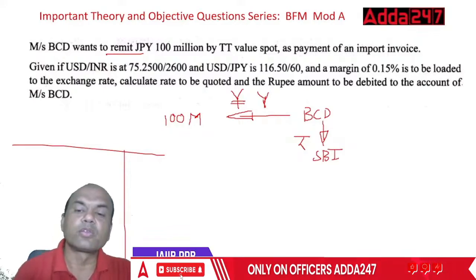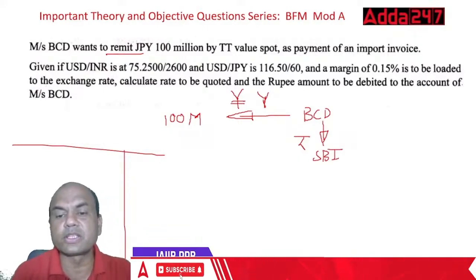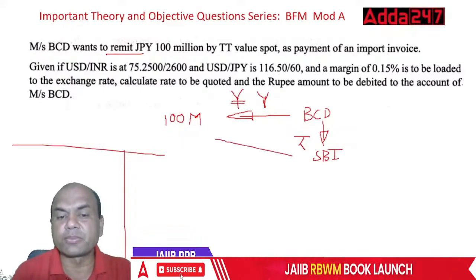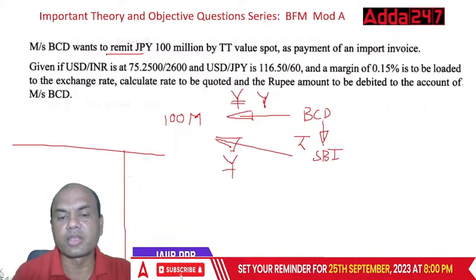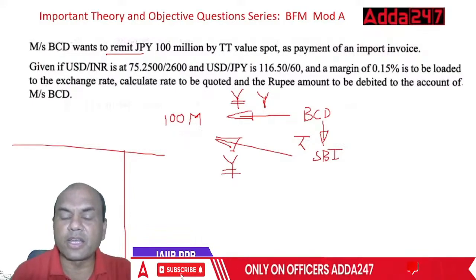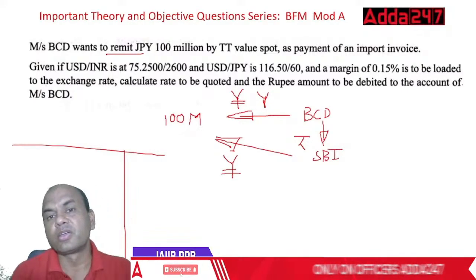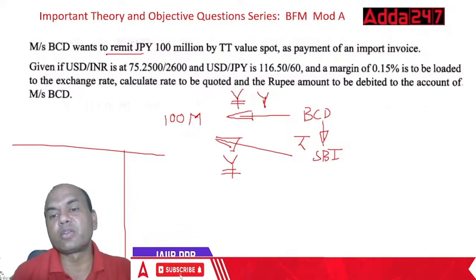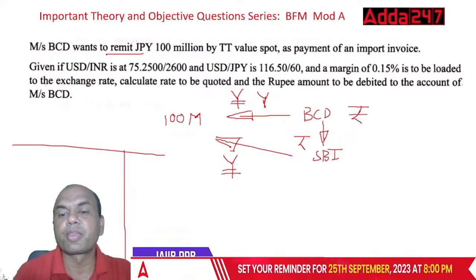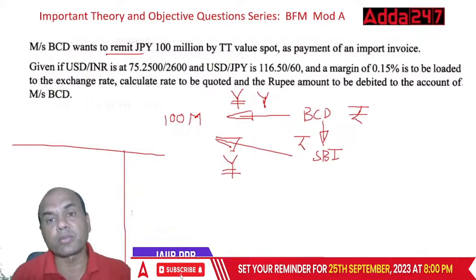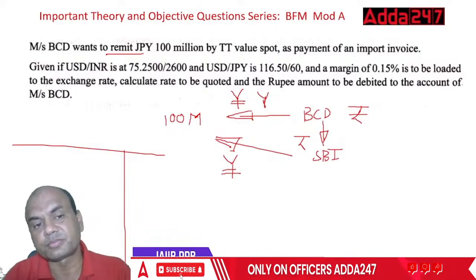So what will you do? This customer wants to send this JPY over there. So you, SBI, will send yen. But when you send yen to someone else on behalf of this customer, you will debit this BCD customer in rupees. By what amount? That is the only question. So how will you do it?